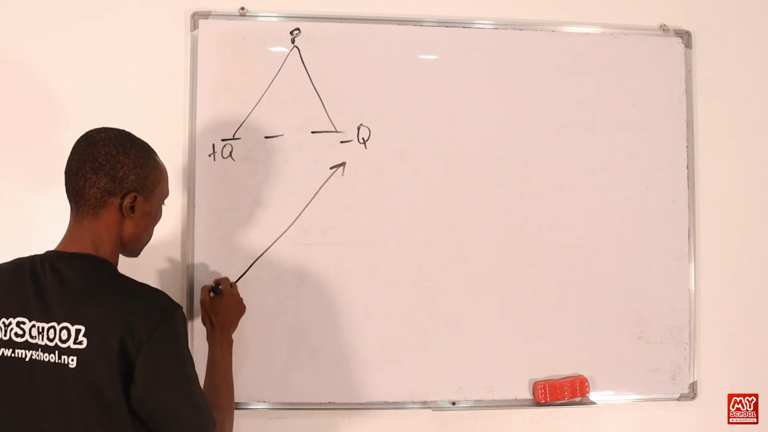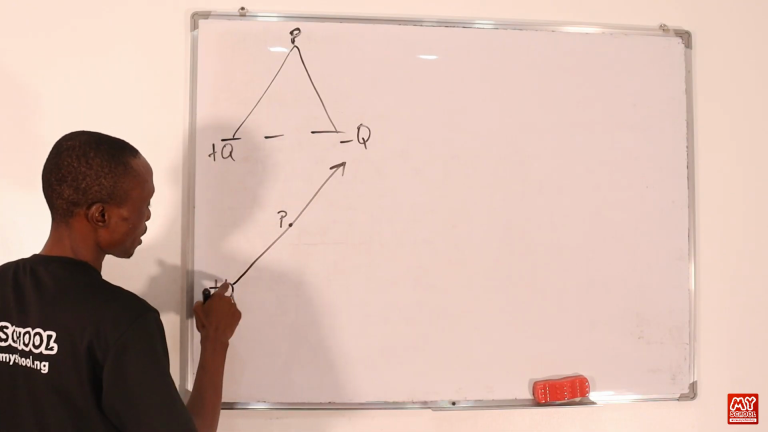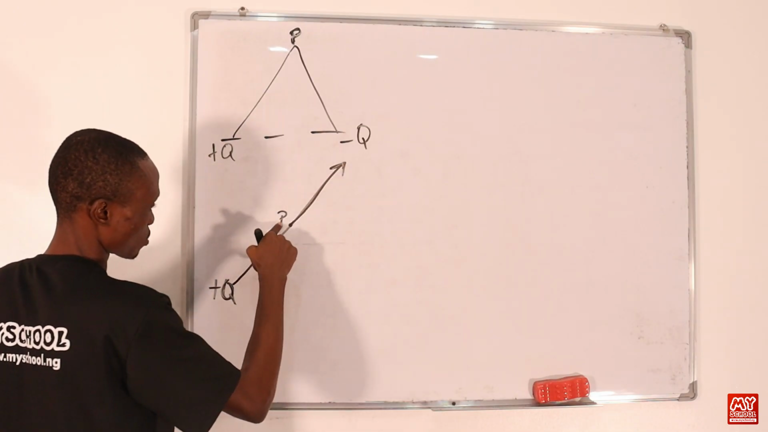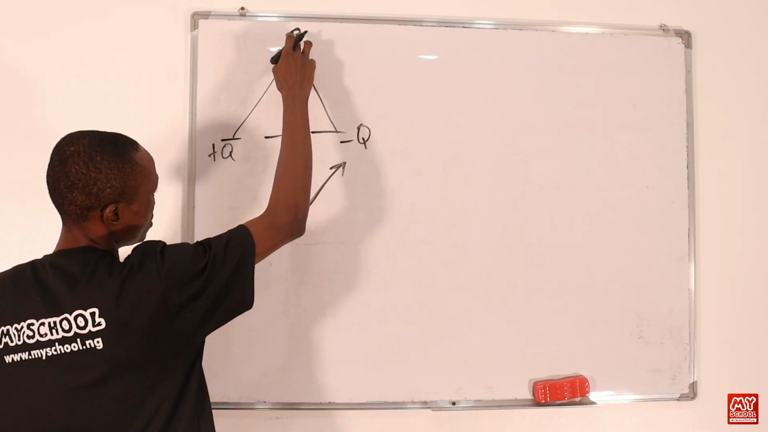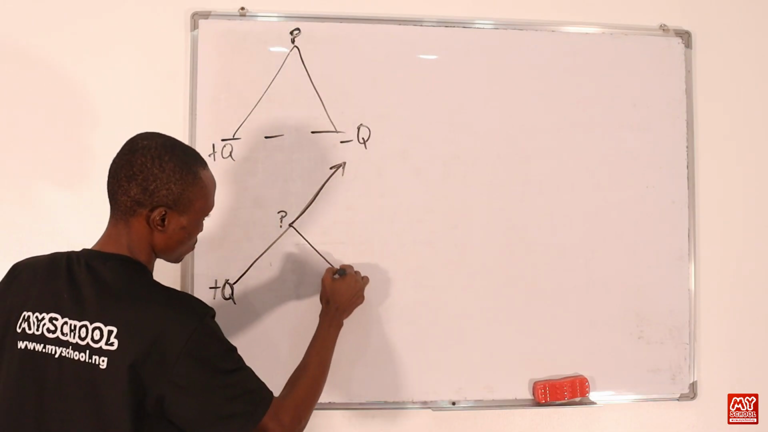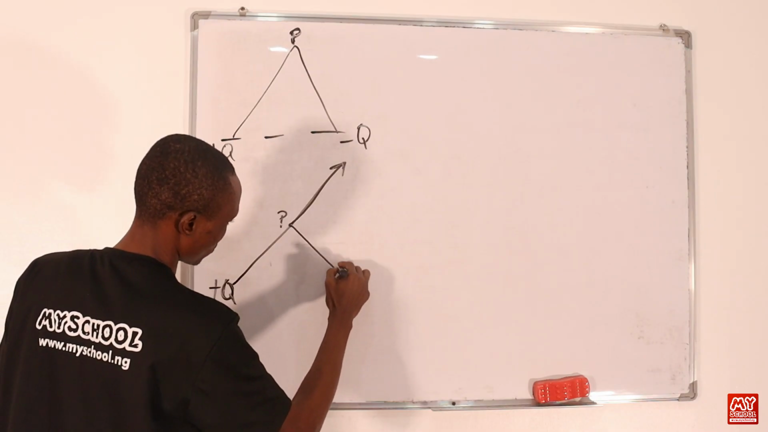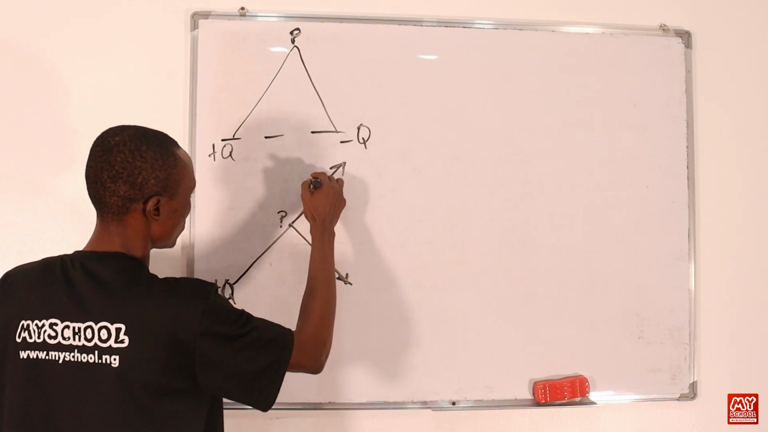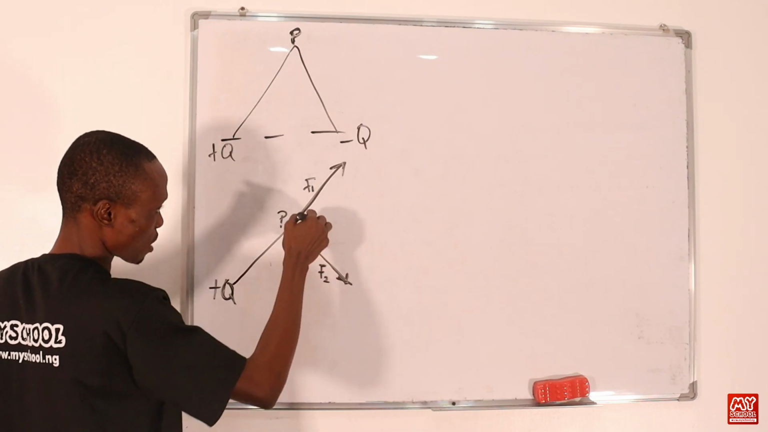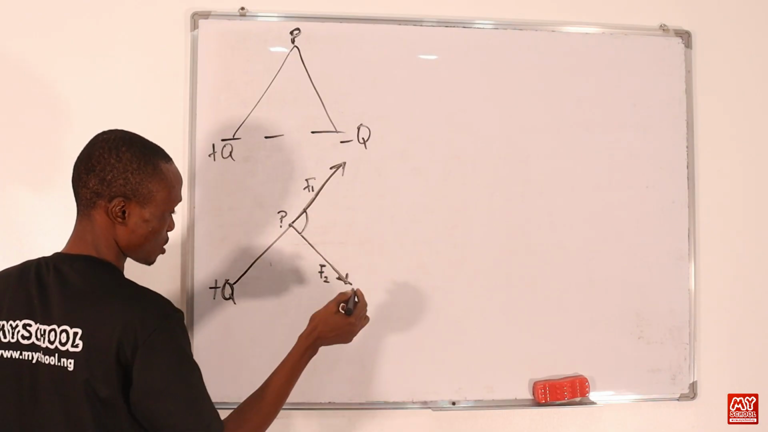So this is our plus Q. Let's say this is where our P is. P is going to be repelled by plus Q, while minus Q here is going to attract it. We just make sure the two arrows are equal in length. So this is F1, and this is F2. And remember, the angle between these two forces is equal to theta.